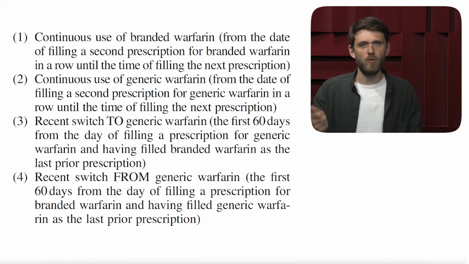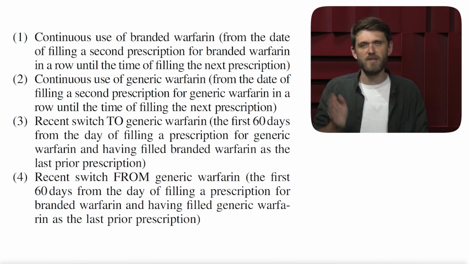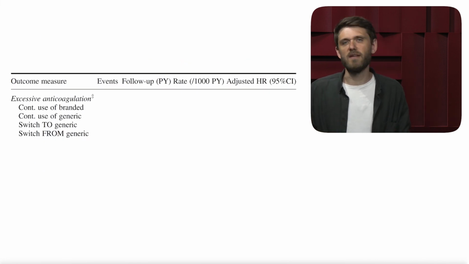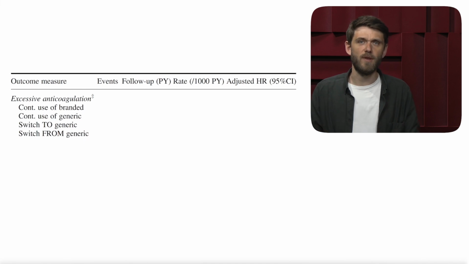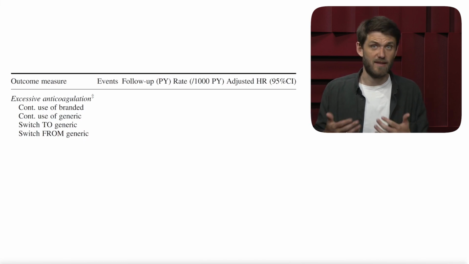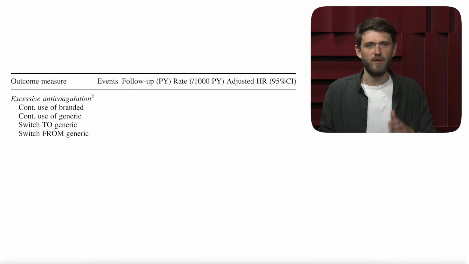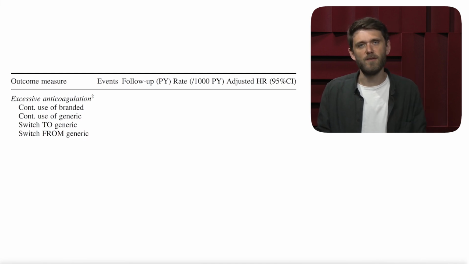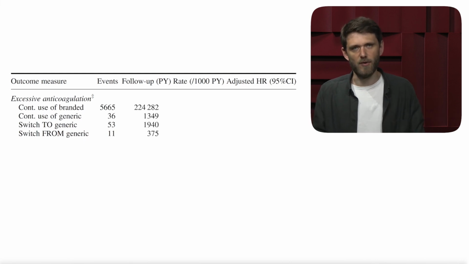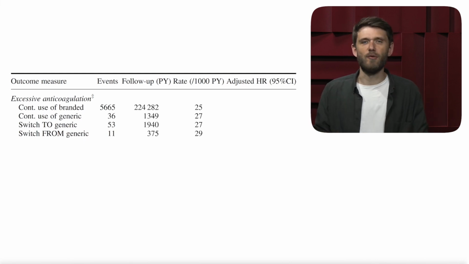So now we have use of one or another, the switch in one direction, the switch in another direction. And within each of these 4, we looked at the combined outcome here called excessive anticoagulation, which was both a major bleeding event or being hospitalized due to excessive anticoagulation, that is very high INR levels after having had too much Warfarin. And within each of these buckets of person follow-up, we identified the number of outcome events and the amount of follow-up. This translated into a rate.